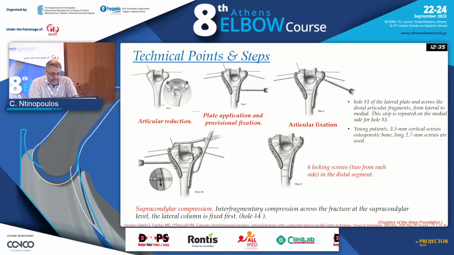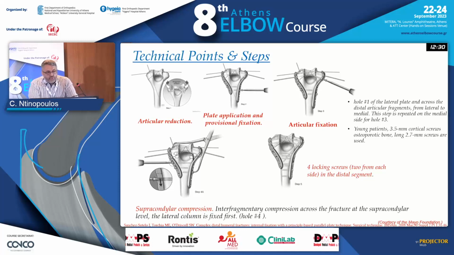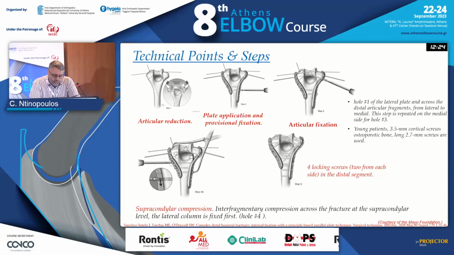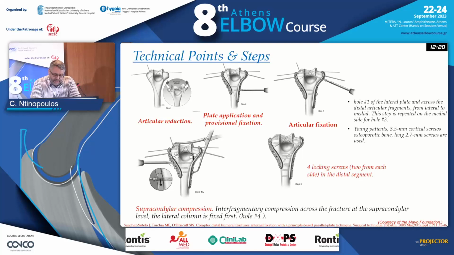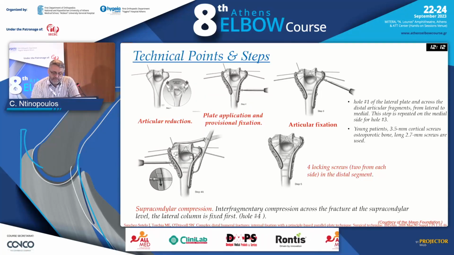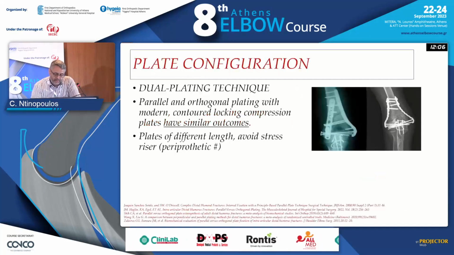When we reach the fourth stage, we should apply compression. This compression starts usually from the lateral side with a screw, and then from the medial side. At least four locking screws are needed in the distal segment to interdigitate and keep a stable fixation between the distal fragment and the shaft.